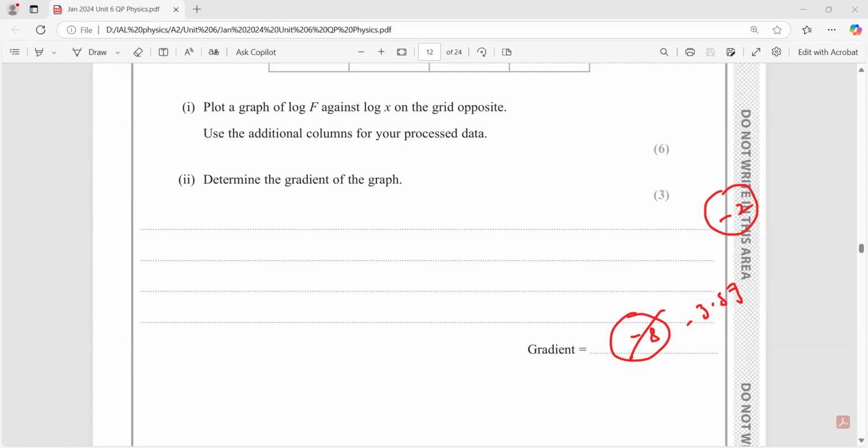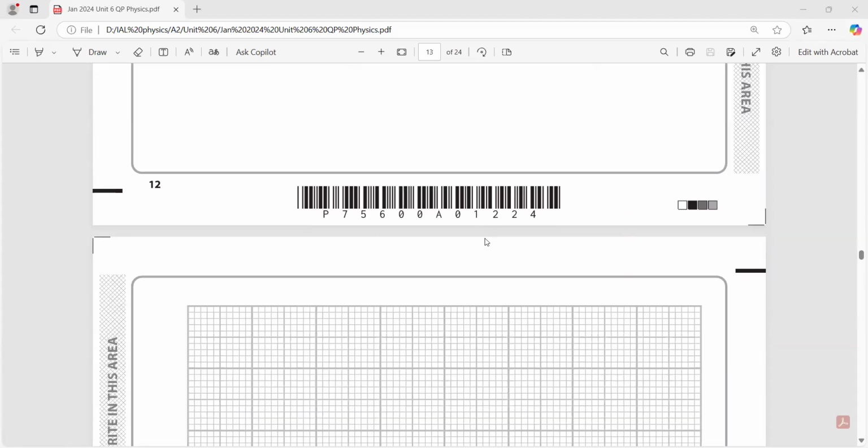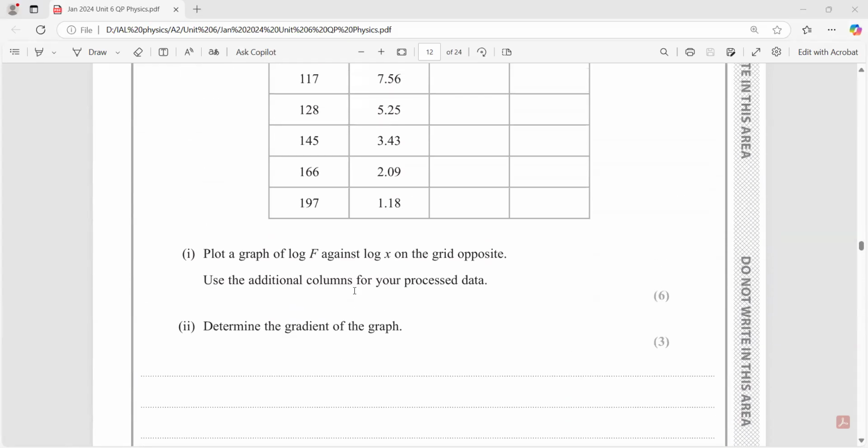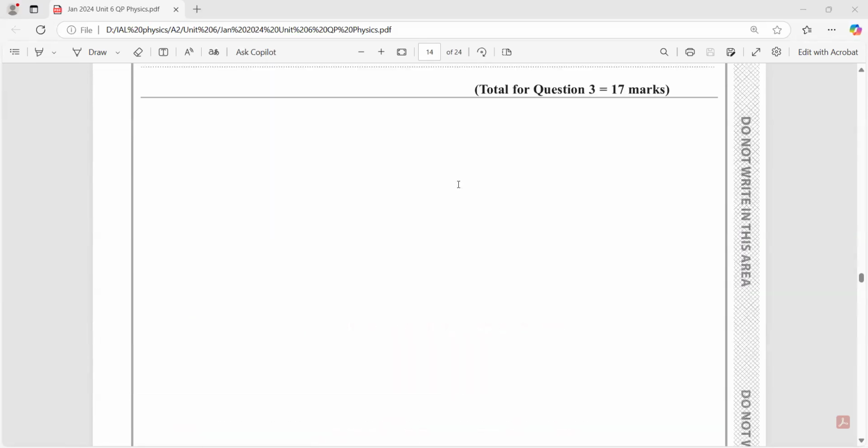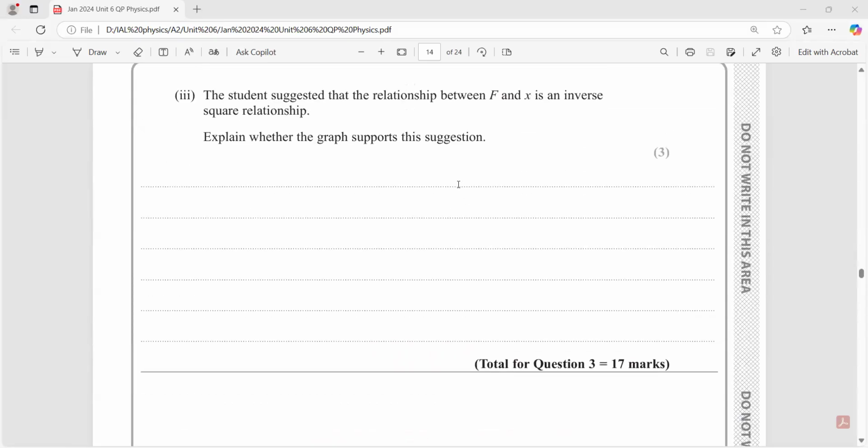Is it clear? Which first part? This one, determine the gradient, or the last one? Okay, look, when two quantities are inverse square, they do not say inverse, they say f and x have an inverse square relation, meaning f is inversely proportional to x square. That is the inverse square relation.